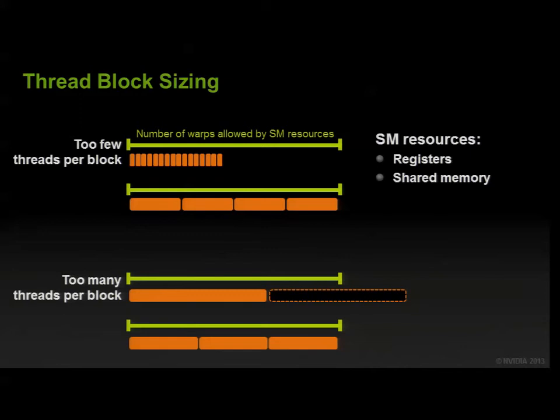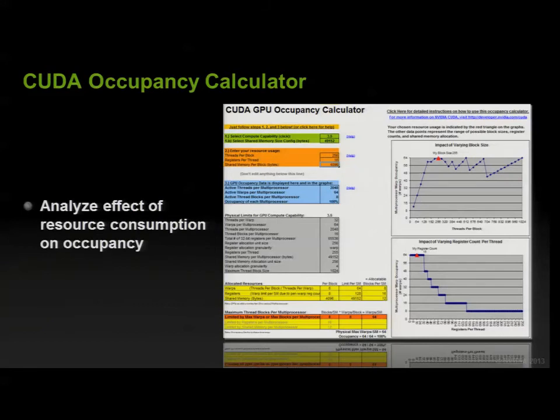Or the other one is the case where we're using too many threads. And so we are, again, limiting the number of blocks that can execute at the same time on the SM. So once more, you're running into the situation that you're not getting as many warps onto the SM as you should, or as you could, I should say. Now, this was bad.